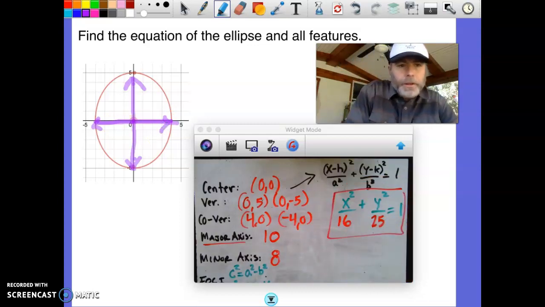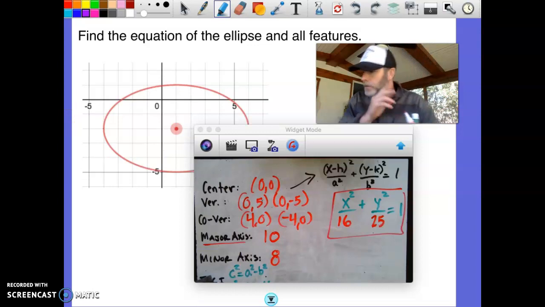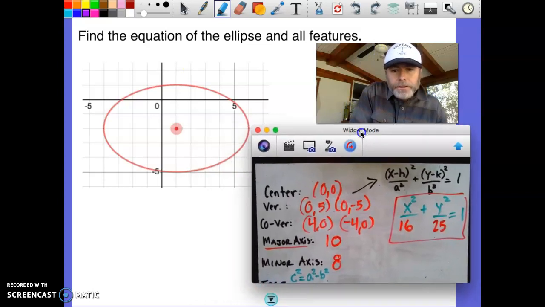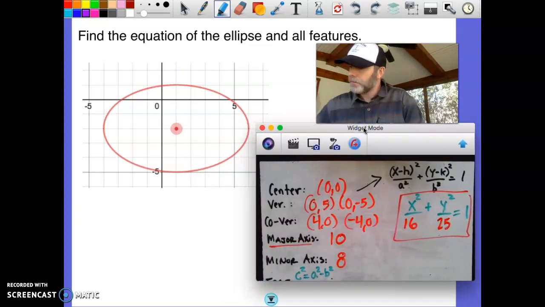All right, well, let's practice one more here. So here we'll look at this one. This has the same type of features we want to start with. And then I'll show you how to go into the equation.